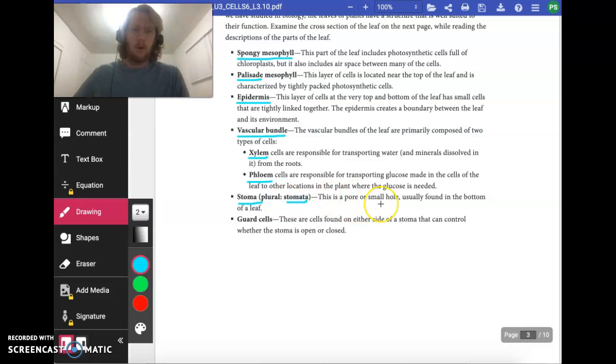It's a pore or small hole usually found at the bottom of the leaf. So this is at the bottom of the leaf, okay, openings. Then there's guard cells, okay, just like it sounds, these are cells found on either side of the stoma, and they can control whether the stoma is open or closed. So they're guarding the entrance, okay, they can open or close.